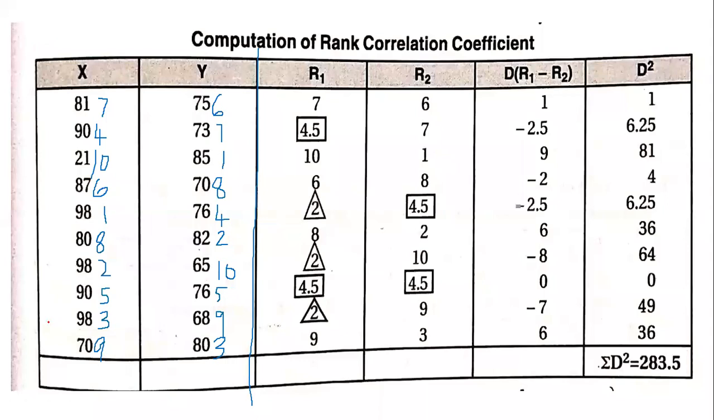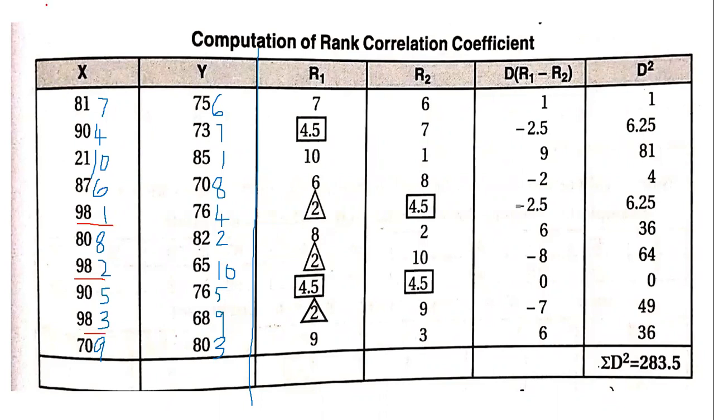Can you quickly say how many times the 98 is repeated? 3 times. So which means rank 1, rank 2 and rank 3, all the 3 ranks 98 only has taken. So I cannot give them 1, 2, 3, because they've all got the same marks. So I'm going to calculate an average of them.